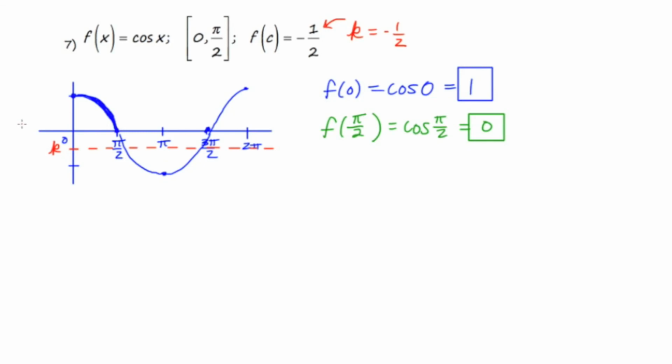So the second condition of the intermediate value theorem is that your k needs to be in between f of a and f of b. So really what that's asking us to look at is we have a k value of -1/2. Is -1/2 between these two values? And the answer is no. So our conclusion is that the IVT does not apply since k is not in between f of 0 and f of pi over 2.